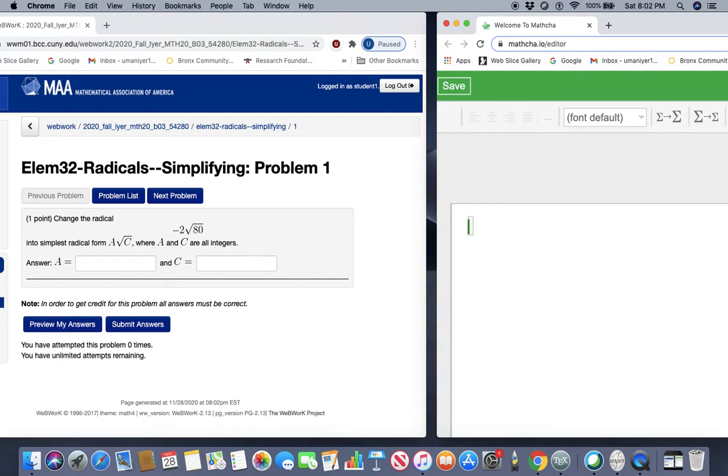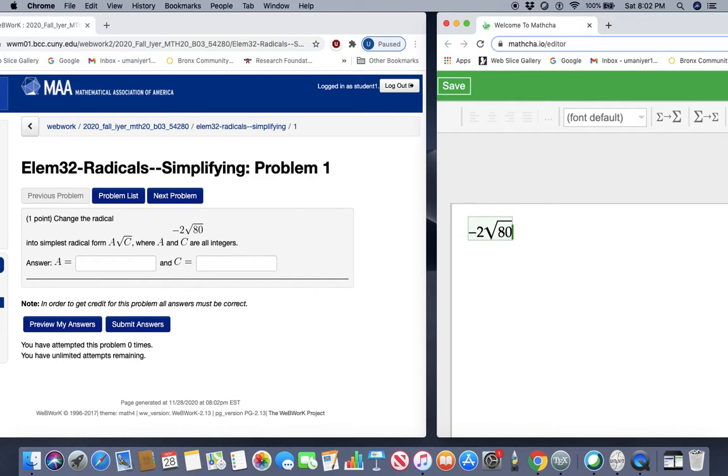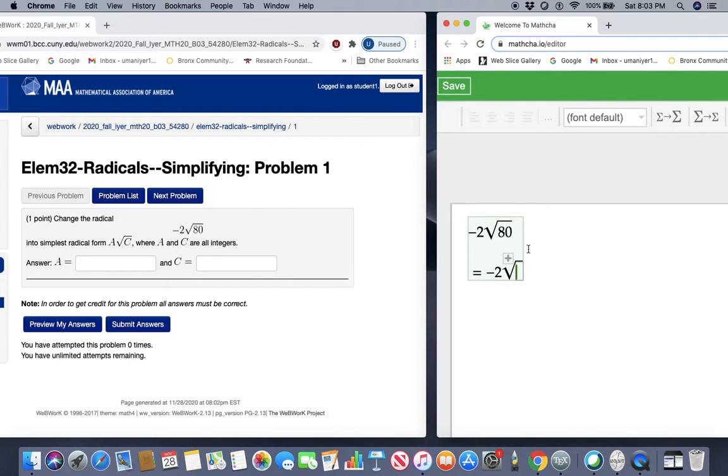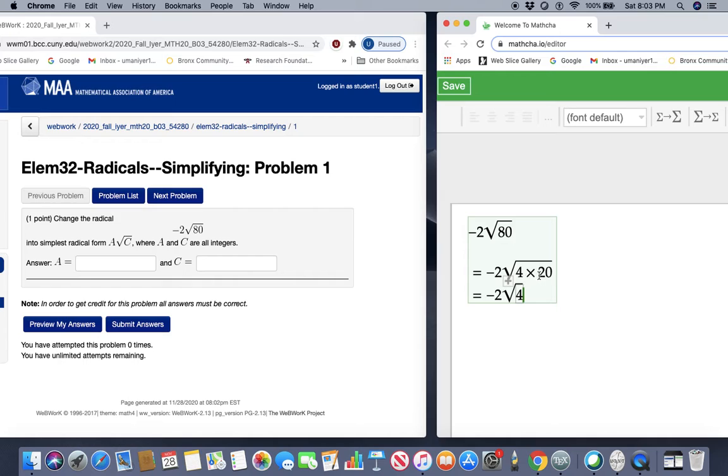So let's start. Negative 2 square root of 80. What goes in 80? 4. So first we are looking for perfect squares. 4 goes in 80 20 times. Negative 2, that's the outside quantity, times square root 4 times 20. 20 can be simplified further. 20 is 4 times 5.